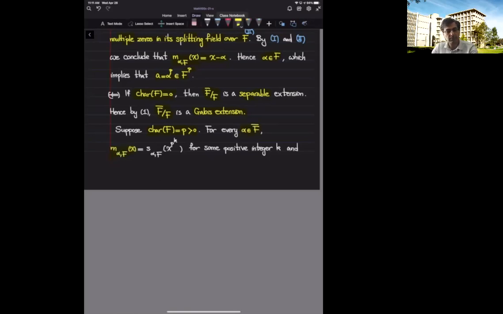But we have proved that no matter what polynomial I give you, whenever I give you an irreducible polynomial, we can find a separable irreducible polynomial and write this polynomial as this separable irreducible polynomial of x to power p to the k for some non-negative integer k. It can be 0.